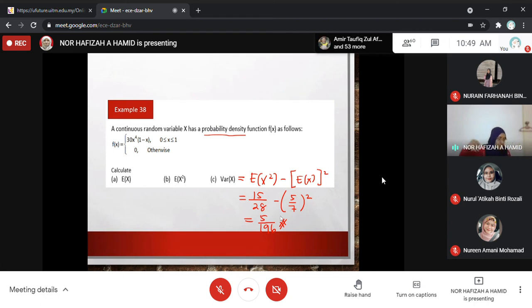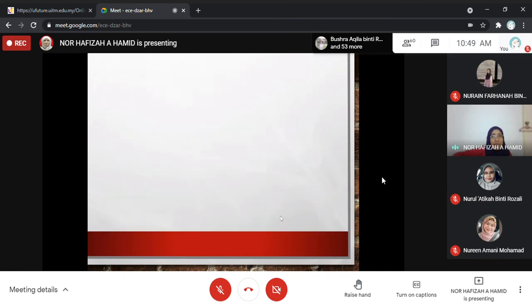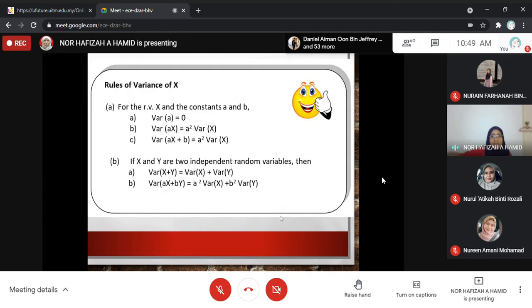So kita nak tengok rules pula. Rules for variance. Tadi kita ada rules for EX. Rules for EX tadi kita ada 5 rules dia. Next kita ada also rules for variance. Ini pun you boleh hafal jugalah. Mungkin senang you nak kira dia. So ni rules for variance.